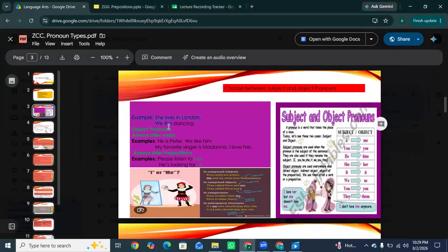For example, she lives in London. So she is a subject pronoun. She is doing the action lives. We like dancing. We is doing the action like. So we is a subject pronoun.